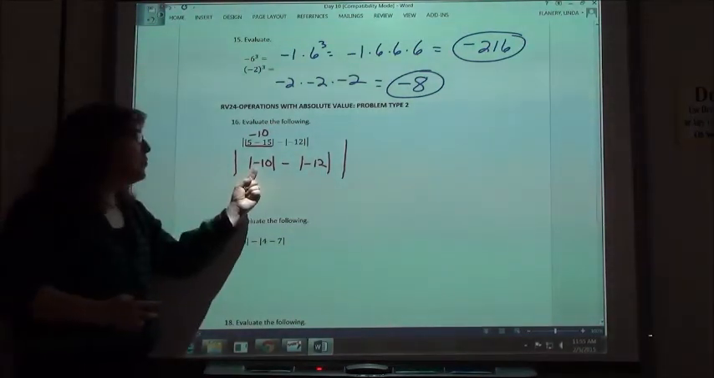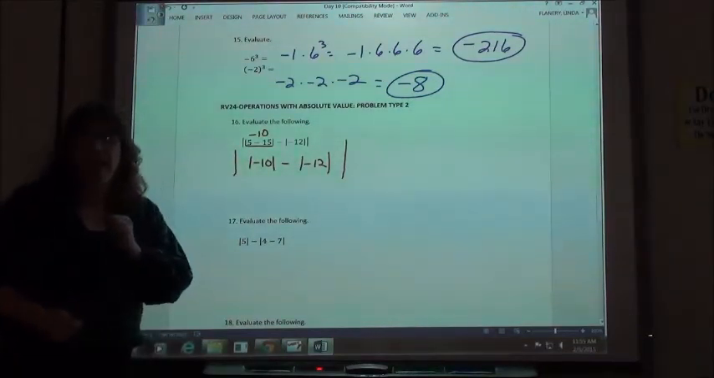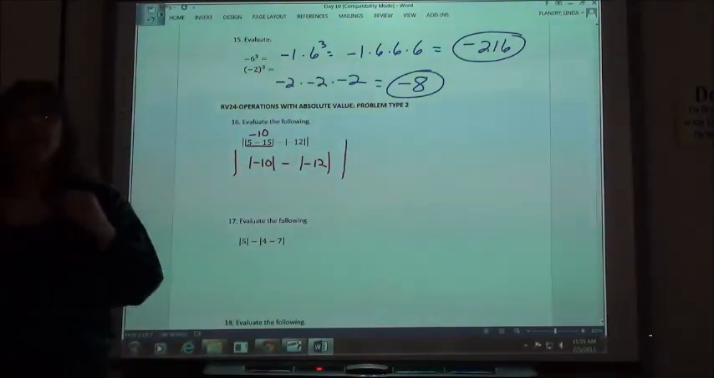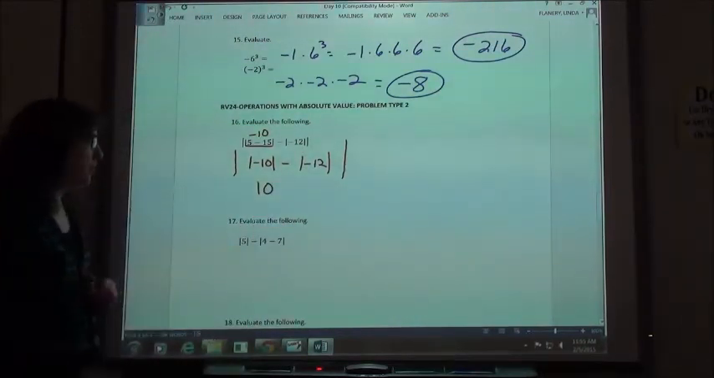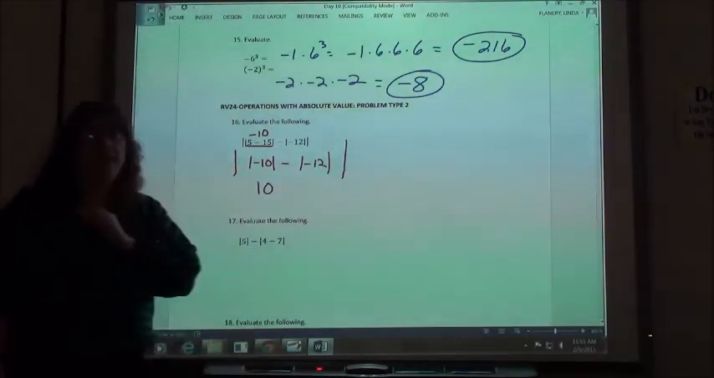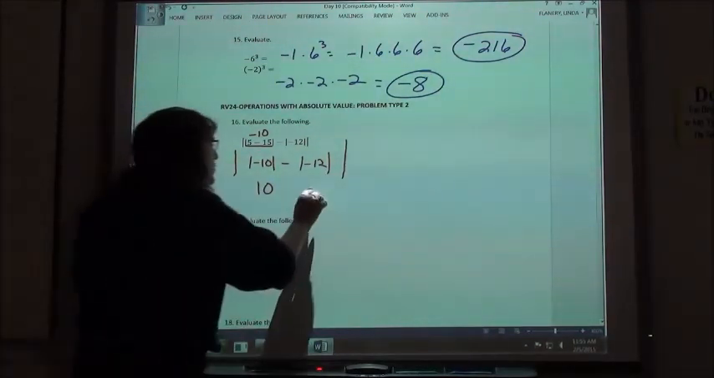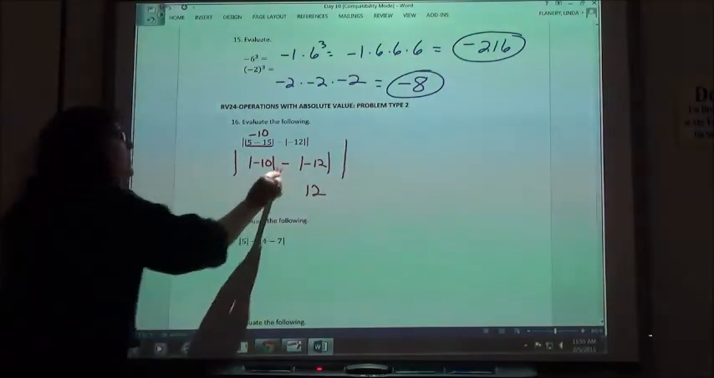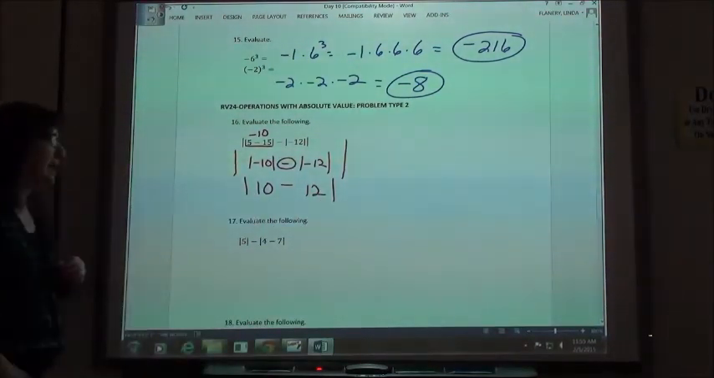Next, I can then get rid of the absolute value signs. The absolute value of negative 10. How far is negative 10 from 0? Negative 10 is 10 places from 0. Absolute value of negative 12. How far is a negative 12 from 0? Negative 12 is 12 places from 0. There's the minus sign between those, the absolute values on the outside.